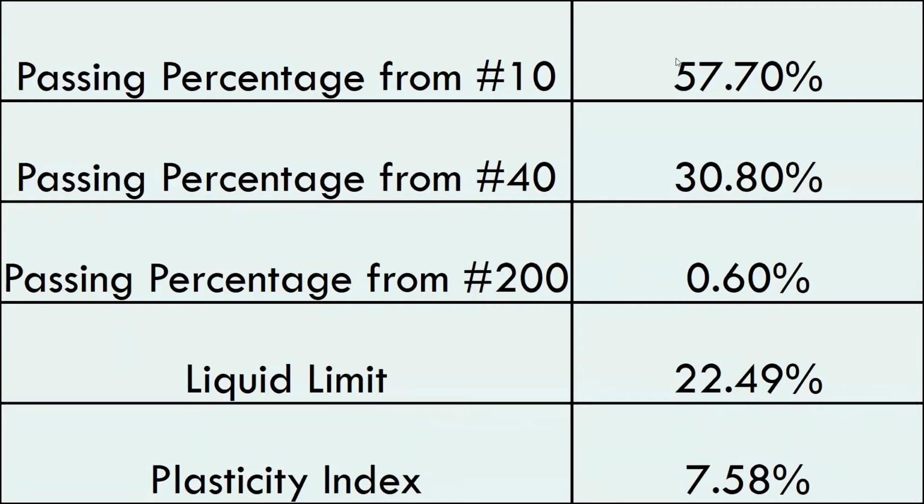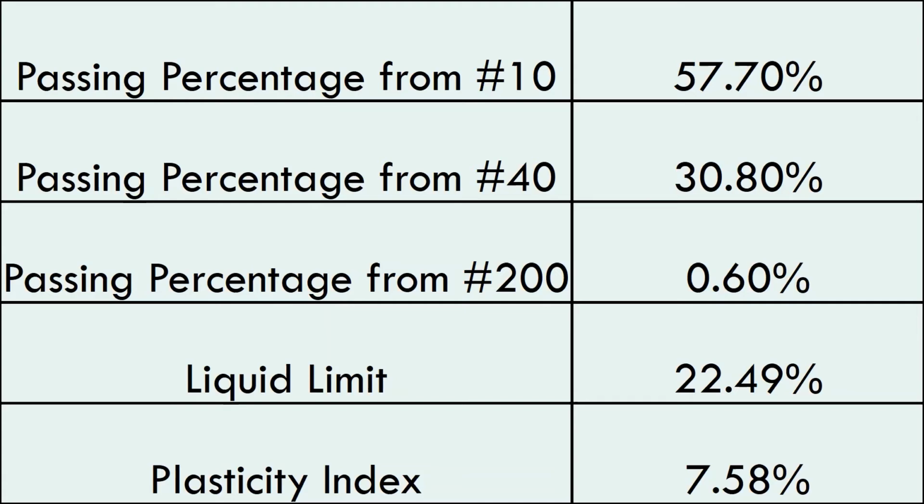Okay, students, what we are going to do now, on this slide, you can see that passing percentage from number 10 sieve is 57.70. You have to find it out yourself from the sieve analysis calculations. Passing percentage from number 40 sieve is 30.80%. Passing percentage from number 200 sieve is 0.6%. Liquid limit, as we have calculated in this presentation, is 22.49%.